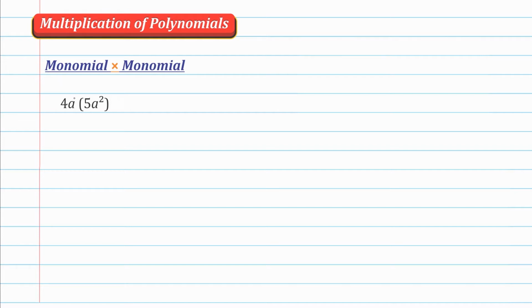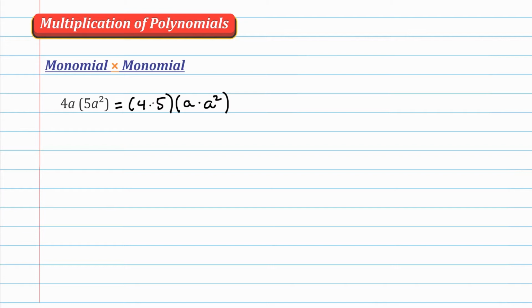Let's say we're given, for example, 4a times 5a squared. Now recall from our previous lessons that to multiply 4a by 5a squared, we have to group the numerical coefficients first, meaning 4 times 5, and then group also the variables, meaning a times a squared. Now the reason we can do that is because we have the commutative property of multiplication, which states that we can rearrange these terms since they are in multiplication form.